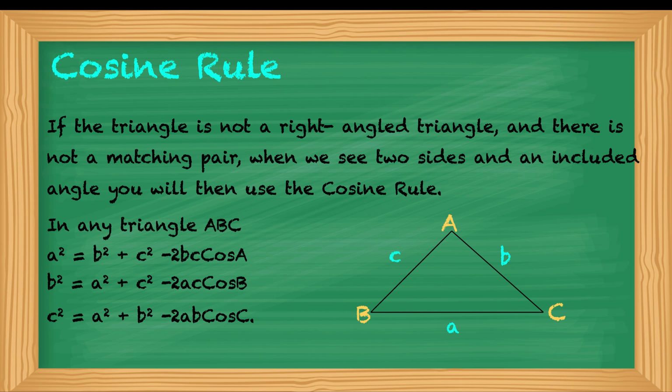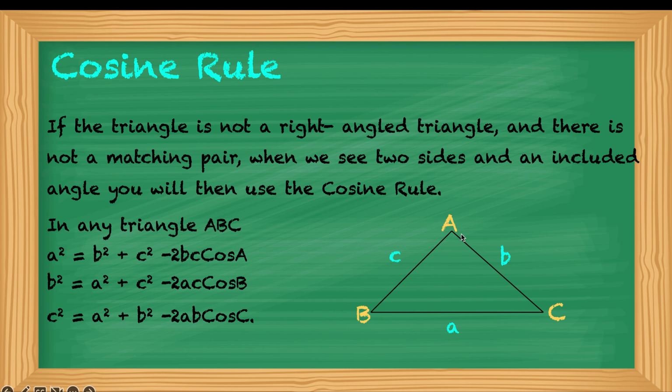Now for the sine rule, remember we would have used the sine rule if we have two matching sets and a half-filled matching set. Now for us to use the cosine rule, we can use it to find missing angles and missing sides. Now for us to find the missing sides, we'd use a squared. So if we want to find a, the length of a, we would use a squared is equal to b squared plus c squared minus 2bc cos a.